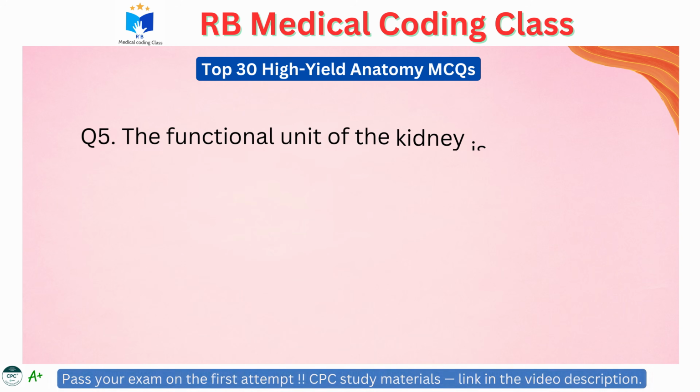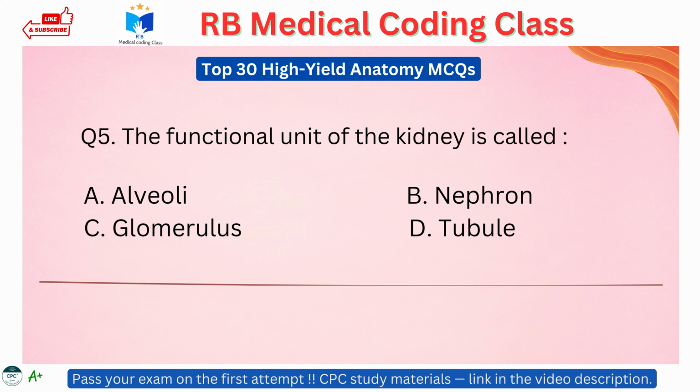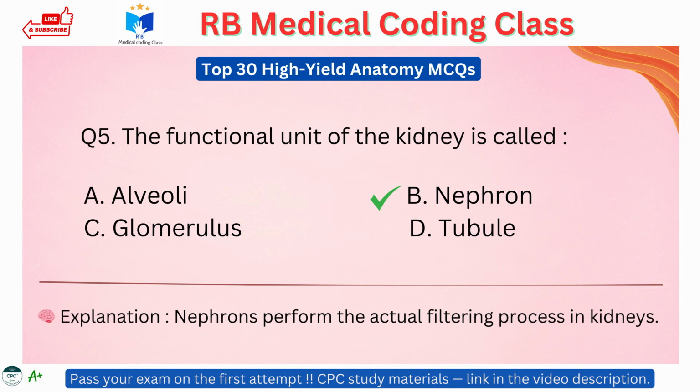Question 5. The functional unit of the kidney is called A. Alveoli. B. Nephron. C. Glomerulus. D. Tubule. Answer. B. Nephron. Explanation. Nephrons perform the actual filtering process in kidneys.